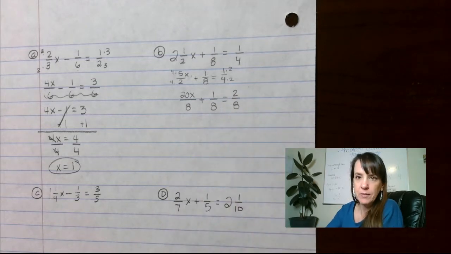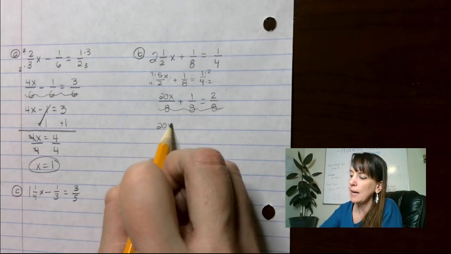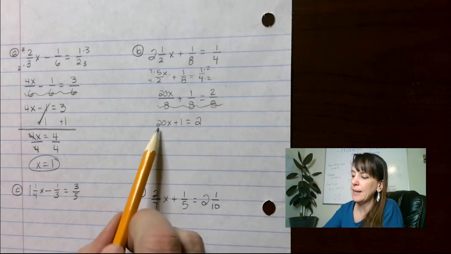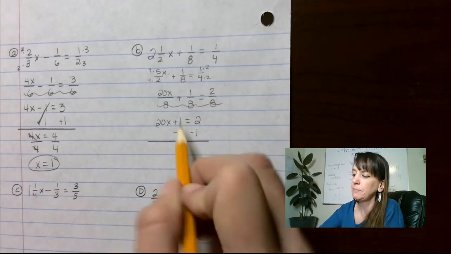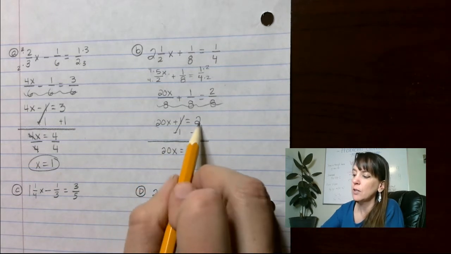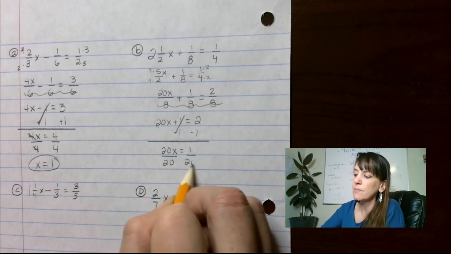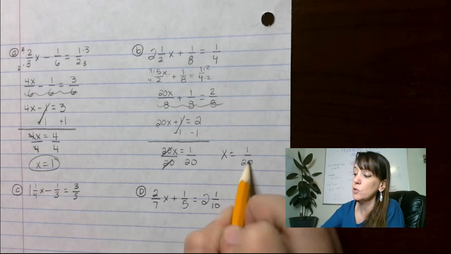All of my chunks now have the same common denominator, so I have 20x plus 1 equals 2. To get that x by itself, I'm going to subtract 1 from both sides. I get, cancels out, 20x equals 2 minus 1 is 1. Divide both sides by 20. This cancels out, x equals 1 over 20, which cannot be reduced.